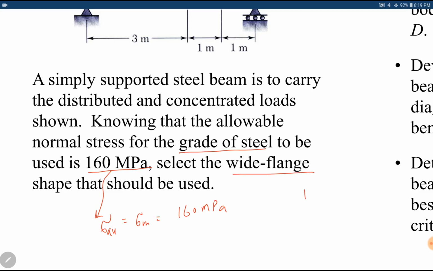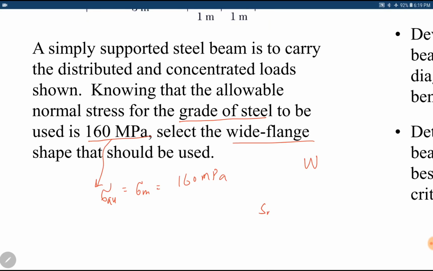Wide flange means W beam. At the end of the book, there is an appendix C where we have data regarding wide flange beams and short flange beams, W beams and S beams. So in this problem, we will find S minimum using the expression maximum moment over sigma allowable, or sigma maximum. Sigma maximum is given to us. Maximum moment can be found using the bending moment diagram. Then we can find S minimum.